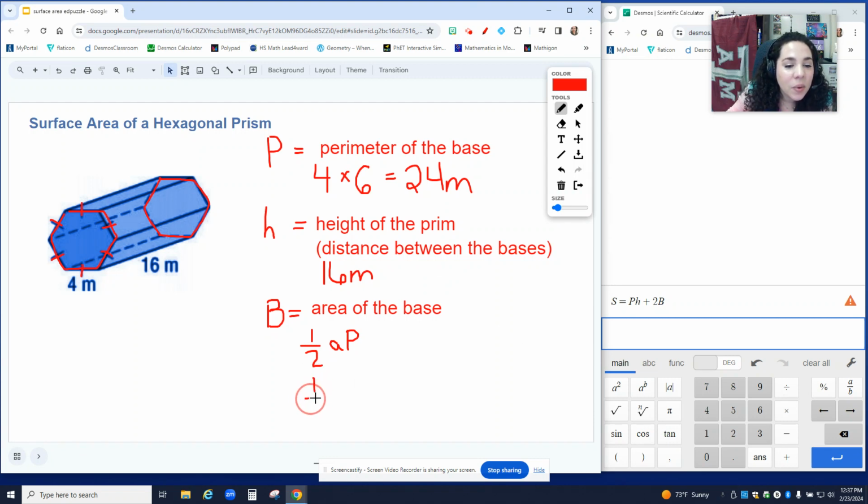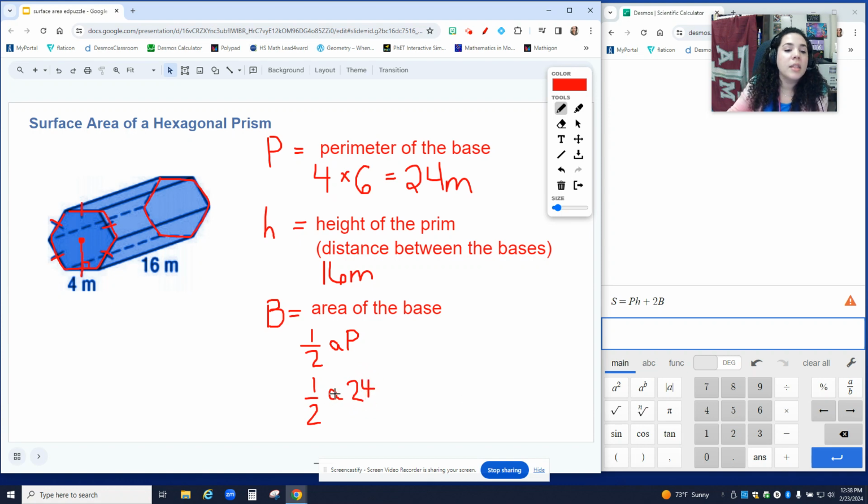Okay, so 1/2, our apothem, we don't really see that in the picture just yet. Remember that the apothem is the distance from the center of the polygon to one of the side lengths, perpendicular at a 90-degree angle. So I'm going to just leave that with the letter A. But the perimeter we know, right? We have a hexagon with a side length of 4. 4 times 6 is going to be 24.